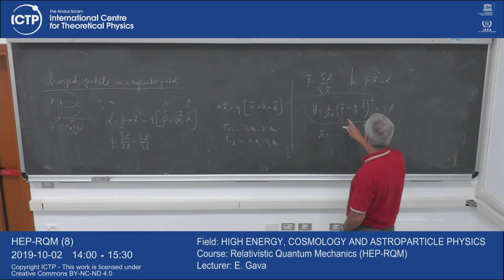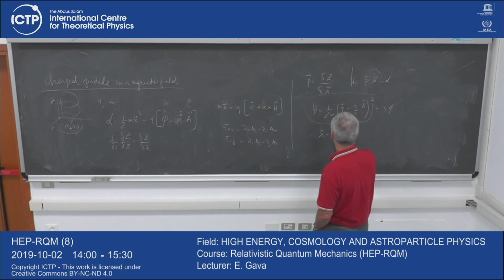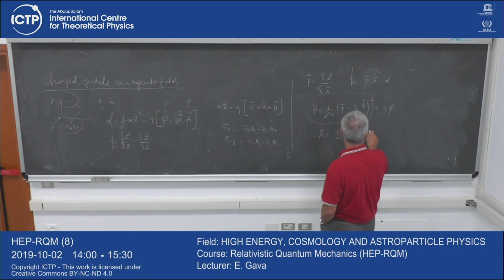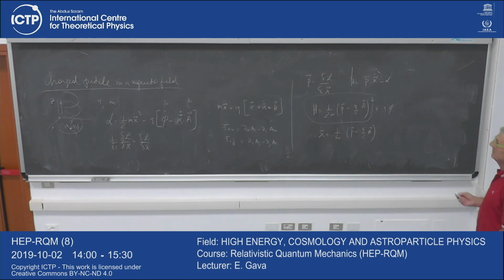Well, x dot is just this thing here, right? 1 over m, p minus q over c times A. So this is the velocity, right?